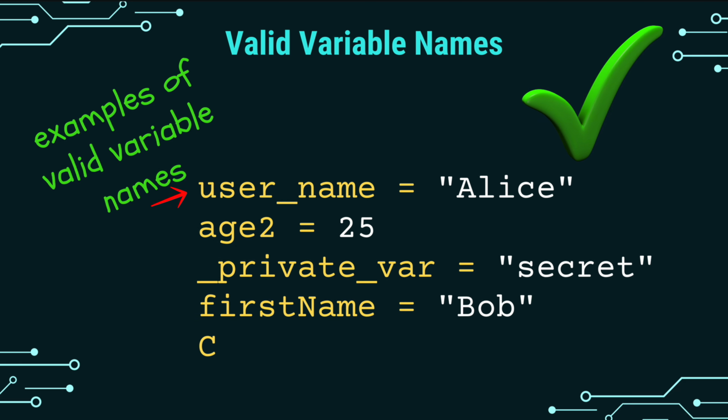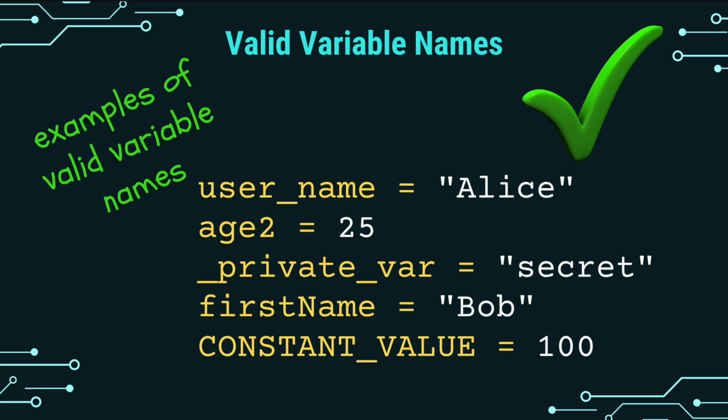Here are a few examples. user_name equals Alice is a great example of snake case. age2 equals 25 is also valid. You can have numbers in your names. _private_var equals secret is valid. A leading underscore is a convention that tells other developers this variable is intended for internal use. firstName with a capital N equals Bob uses camel case, which is also technically valid. And CONSTANT_VALUE equals 100 uses all uppercase, which is the convention for constants.